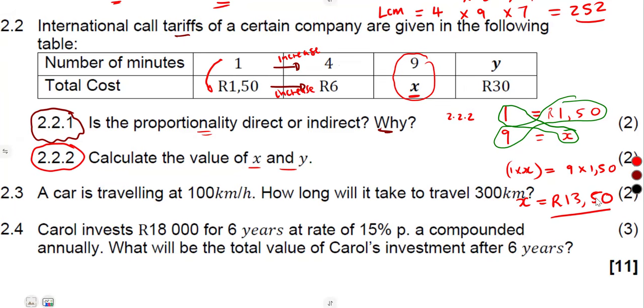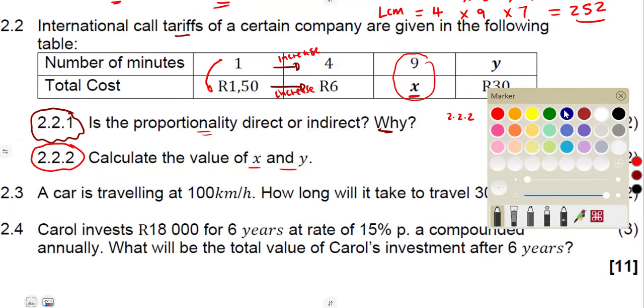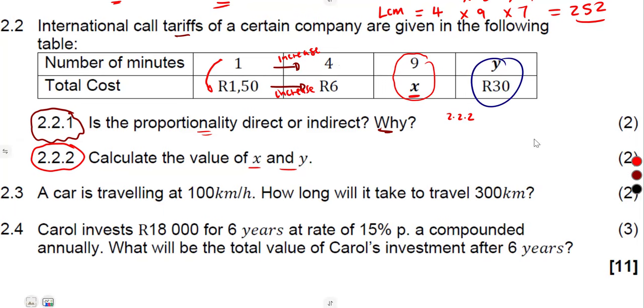You are working with what? Money, the total cost. So that's for x. For y, you can do the same thing to calculate the value of y here. You can do the same thing if 1 was corresponding to 1 rand 50.